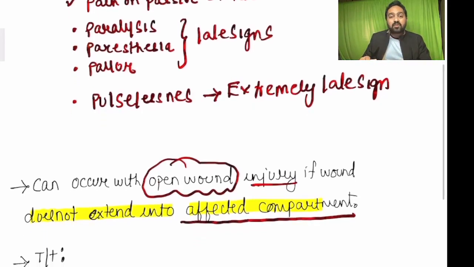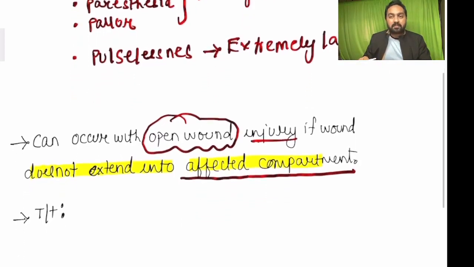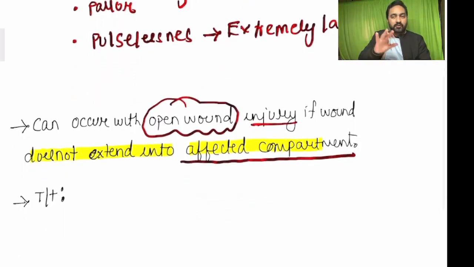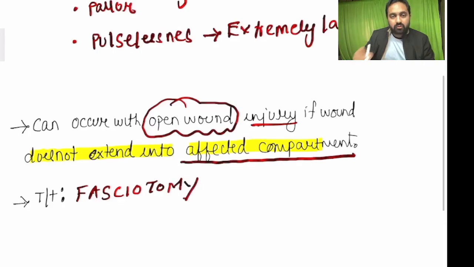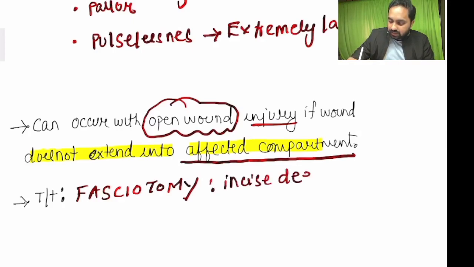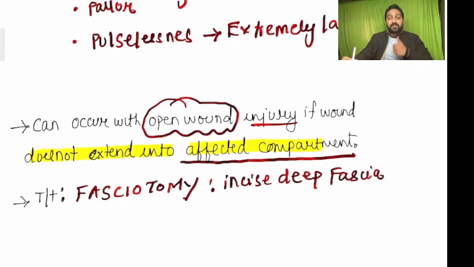So, what is going to be your treatment for compartment syndrome? Please do not forget this: it is fasciotomy. An important point to remember in fasciotomy is that you always incise the deep fascia. So the treatment definitely is fasciotomy, and you have to incise the deep fascia.